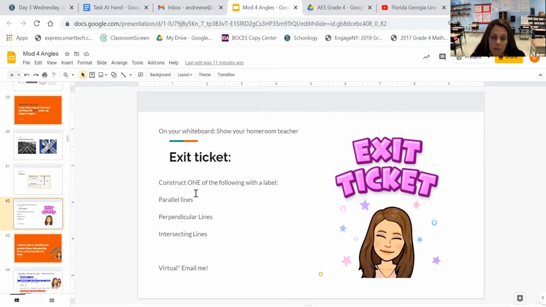So label it for me. If you're doing parallel lines, say parallel lines and then show me an example. Perpendicular lines or intersecting lines.